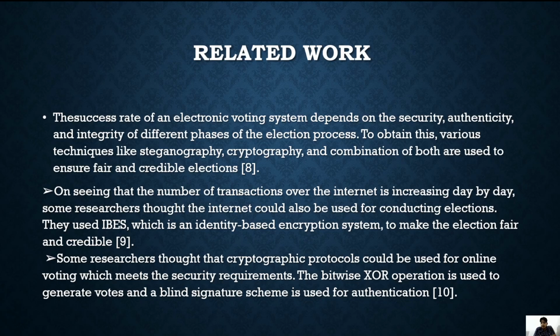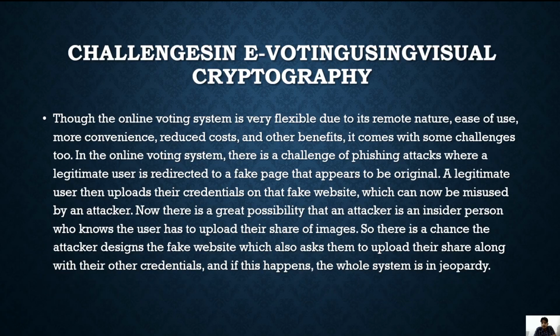They used IBES, which is an identity-based encryption system, to make the election fair and credible. Some researchers thought that cryptographic protocols could be used for online voting, which meets the security requirements. The bitwise XOR operation is used to generate votes and a blind signature scheme is used for authentication.